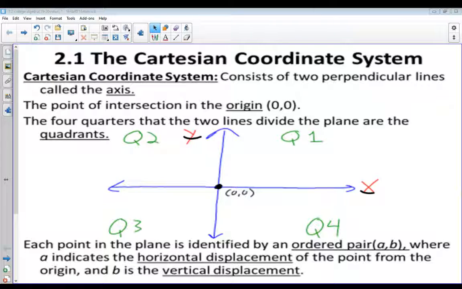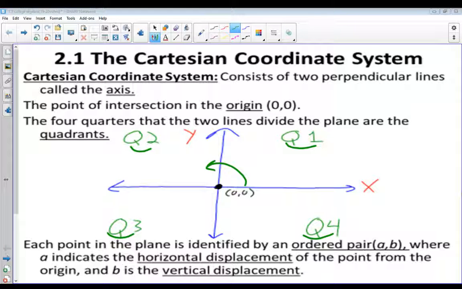What you may not know is that the four sections of the XY axis are called quadrants. Quadrant 1, Quadrant 2, Quadrant 3, and Quadrant 4. Make sure you understand that these quadrants go in a counterclockwise direction. Meaning quadrant 1 starts here, and then you go counterclockwise to quadrant 2. Some students do it the other way around, which is incorrect.